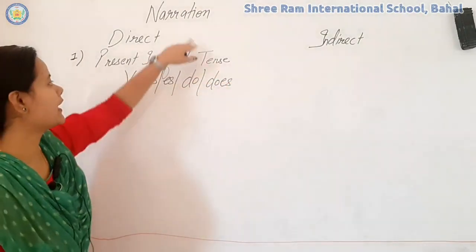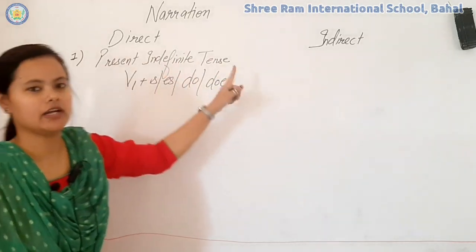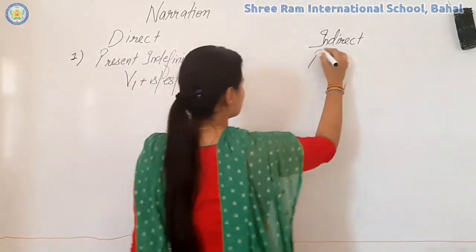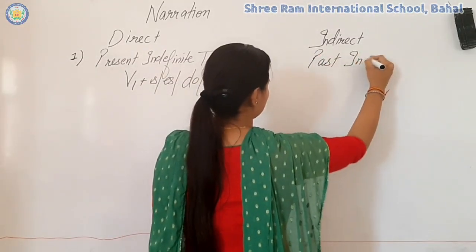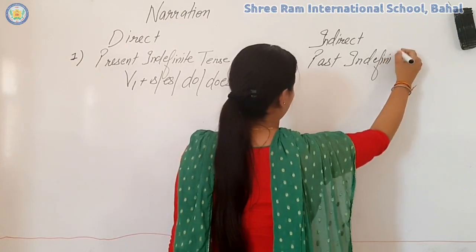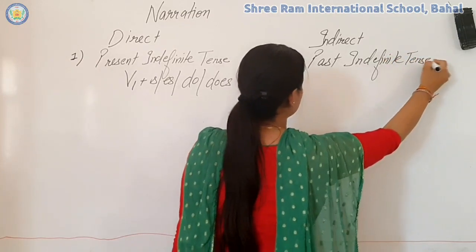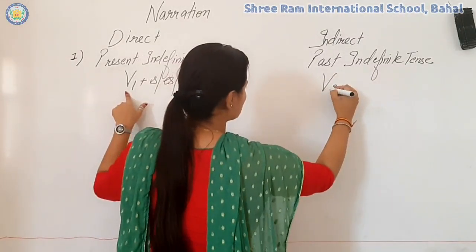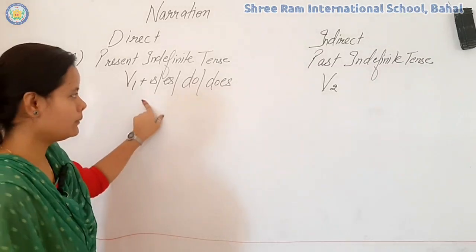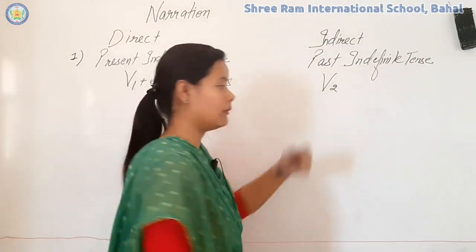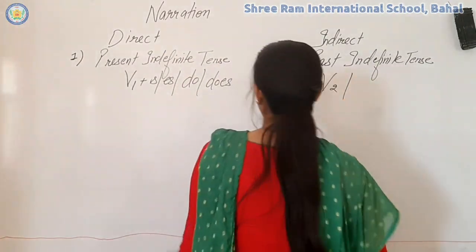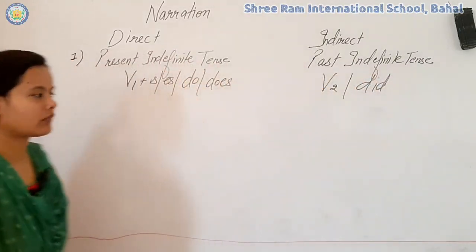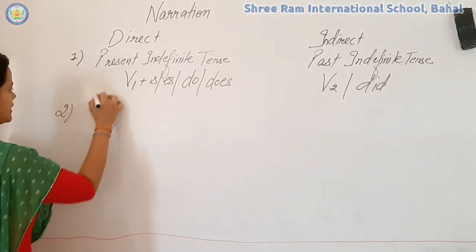So if in direct speech you will find present indefinite tense, then you have to change it into past indefinite tense. It means you have to change V1 into V2. V1 means first form of verb will change into second form of verb, and if it is negative or interrogative, then do or does will change into did.